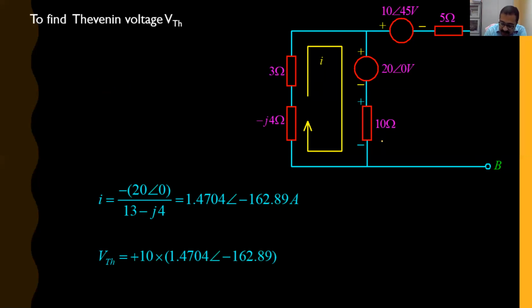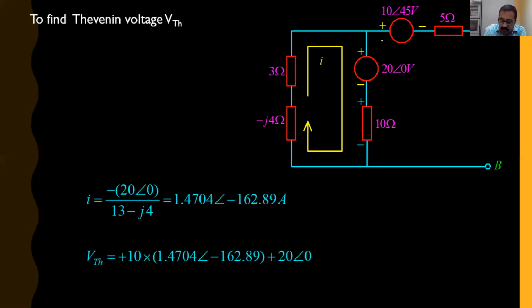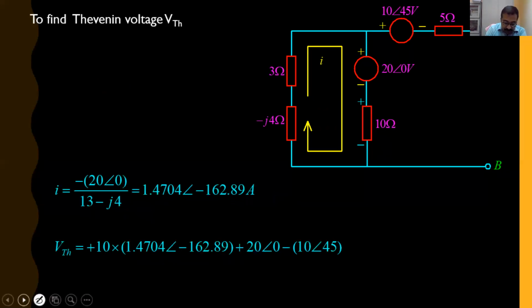Then what next? Again, as I keep on moving, minus to plus is a potential rise, so plus 20 angle 0. Then as I move again, plus to minus is a potential drop, so minus of 10 angle 45. That will give you your total open circuit voltage with respect to points A and B. Understood? We are moving from lower potential to higher potential, minus to plus, a potential rise. So plus 10 into the current through that, which is 1.4704 angle minus 162.89. We have already found that, right?